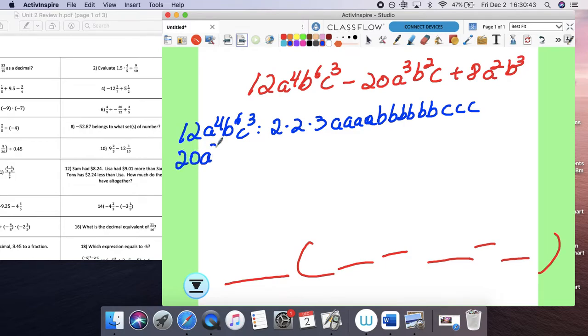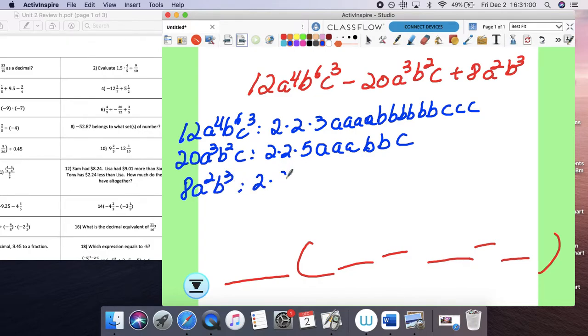20a cubed b squared c is the same thing as 2 times 2 times 5, 3 a's, 2 b's, and 1 c. 8a squared b cubed is the same thing as 2 times 2 times 2 times a times a times b times b times b.